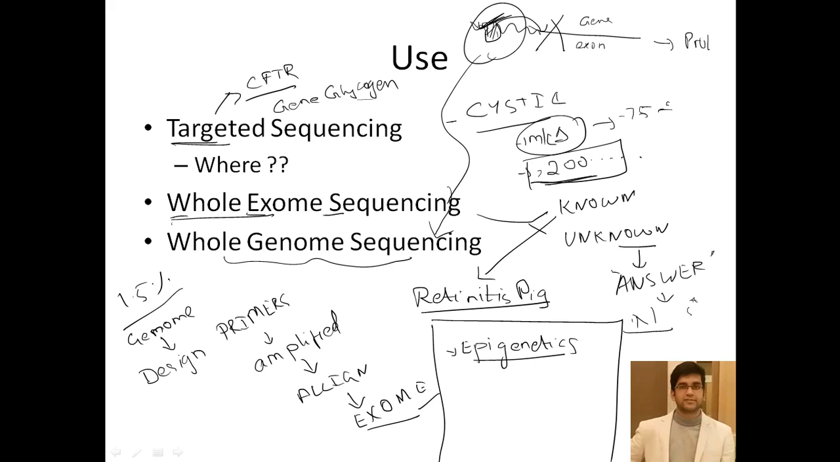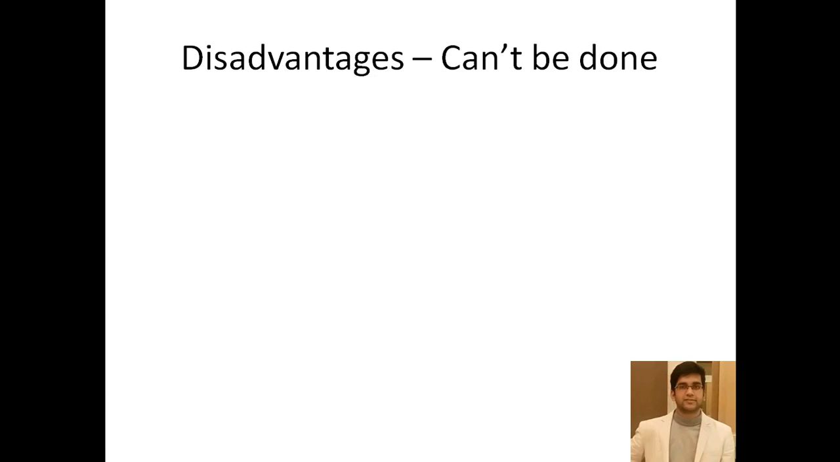So what are the disadvantages of NGS, or which diseases can't be detected by these tests? First one, as I said in the previous video, is DMD. So what is DMD? It's Duchenne's muscular dystrophy, where the deletion is 1.5 megabase in the dystrophin gene, right?